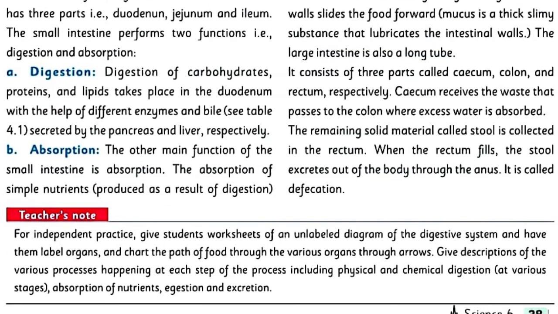Teacher's note: for independent practice, give students worksheets of an unlabeled diagram of the digestive system and have them label organs, and chart the path of food through the various organs with arrows. Give descriptions of the various processes happening at each step, including physical and chemical digestion, absorption of nutrients, and excretion.